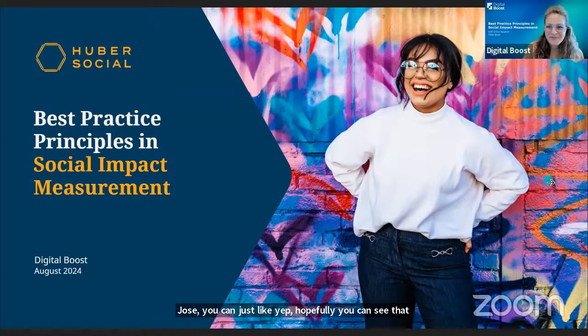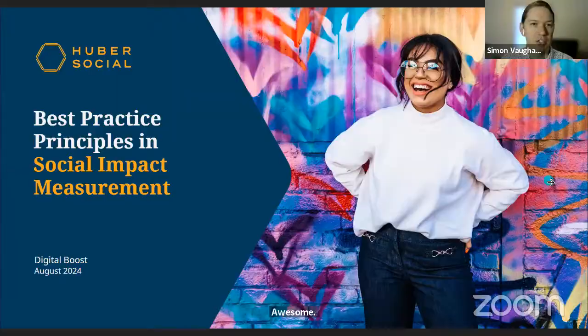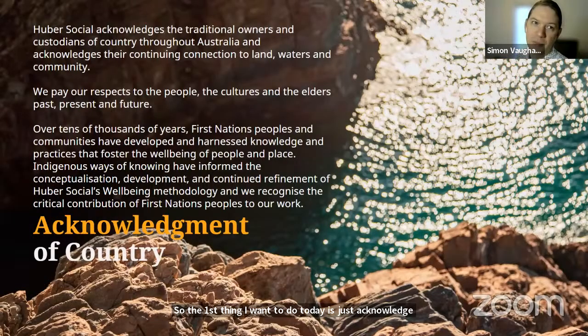Awesome. So the first thing I want to do today is just acknowledge that I'm joining today from the lands of the Gadigal and Bidjigal people of the Eora Nation in Sydney, Australia. I pay my respects to their elders, past, present, and future.